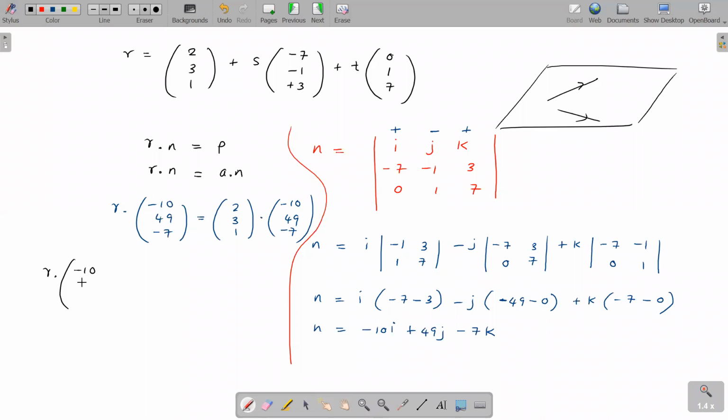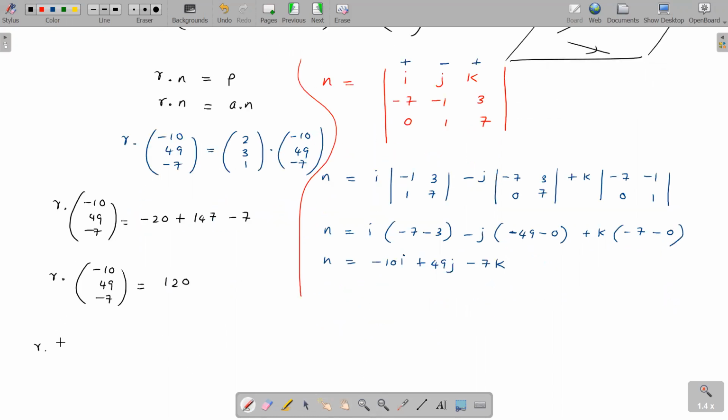r dot -10, 49, -7. 2 into -10 is -20. 3 times 49 is 147. 1 times -7 is -7. How much is it? Equals 120. Okay, is this clear? So you could write your answer as r dot (-10i + 49j - 7k) equals 120. Is this clear?